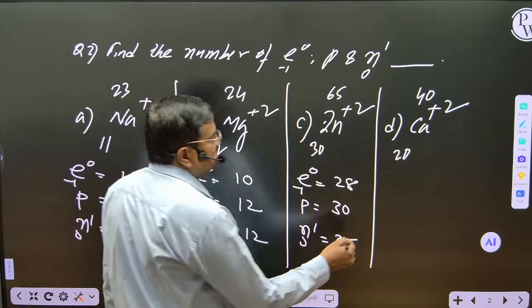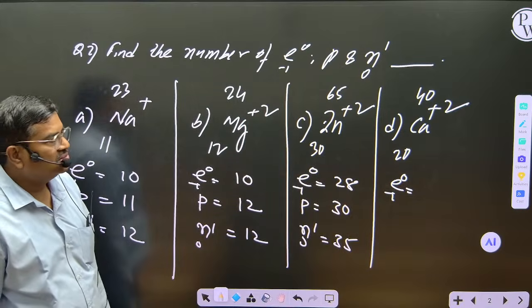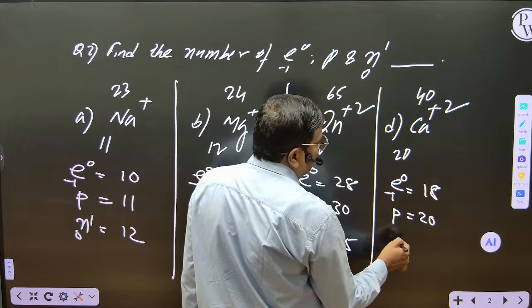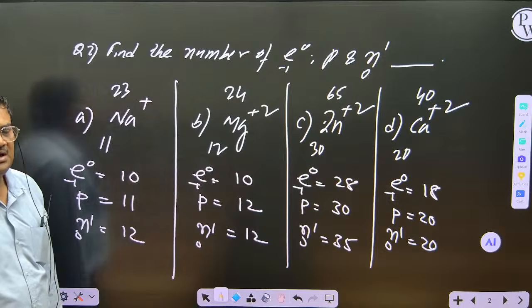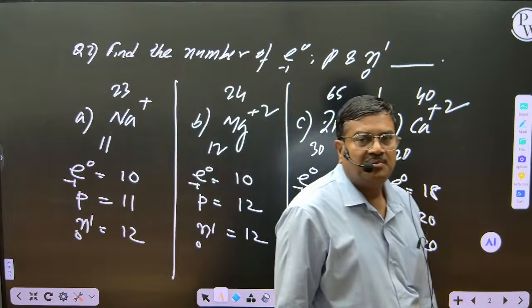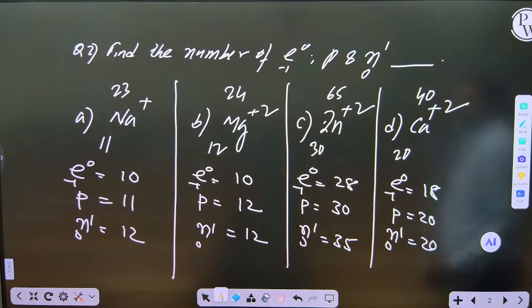Now find the electrons in the case of calcium. Calcium is bearing a positive charge, which means from 20 subtract 2. Electrons come to 18. Protons, no change, 20. Neutrons will be 20. So in this case, if it is a neutral atom, electrons and protons are the same. Here in the case of an ion, electrons may not be equal to protons. Here electrons and protons are not the same. Copy this. This is the cation we studied. Now write the next question.